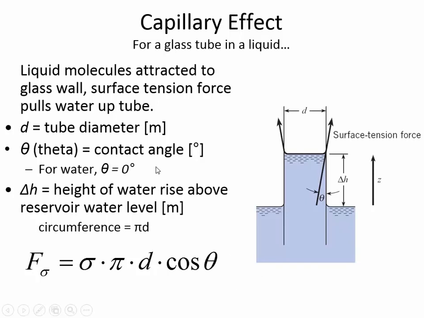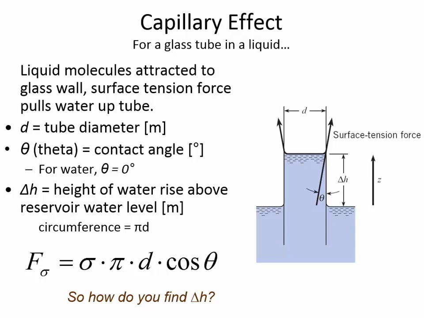Since theta is the wetting angle, cosine of 0 becomes 1. So in essence, the wetting angle aspect of water is neglected, and so the surface tension force is just a function of the surface tension constant and the circumference of the tube. So here's the question. How high will water go in a capillary tube like this? How do you find out what will be the height? And you do that by a force balance.